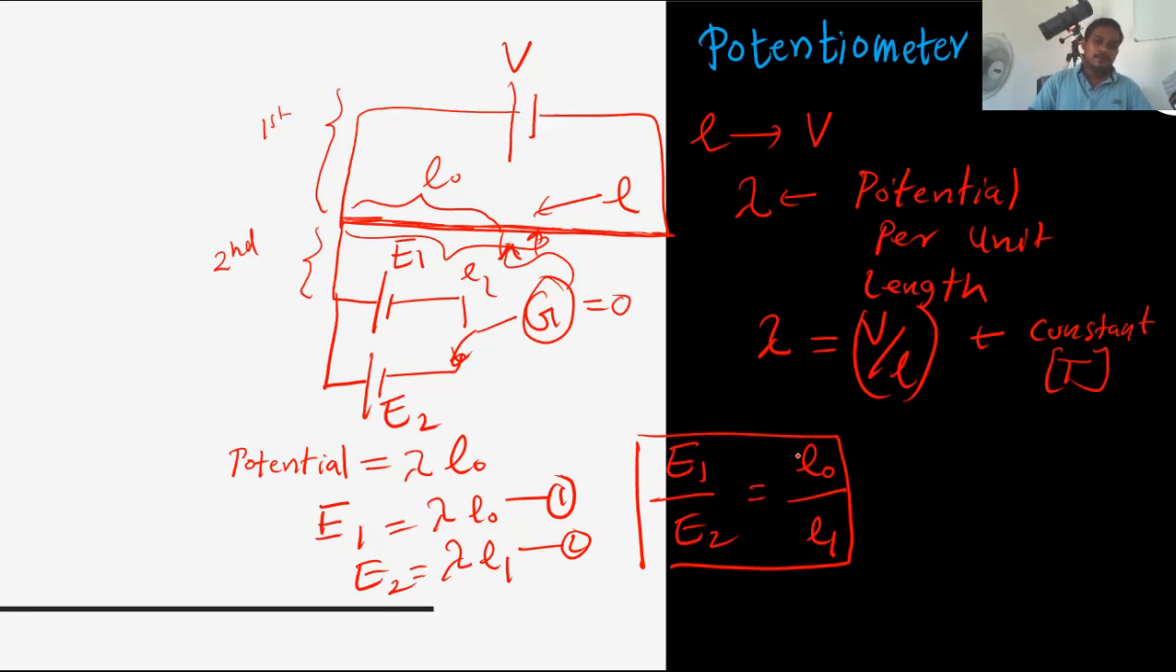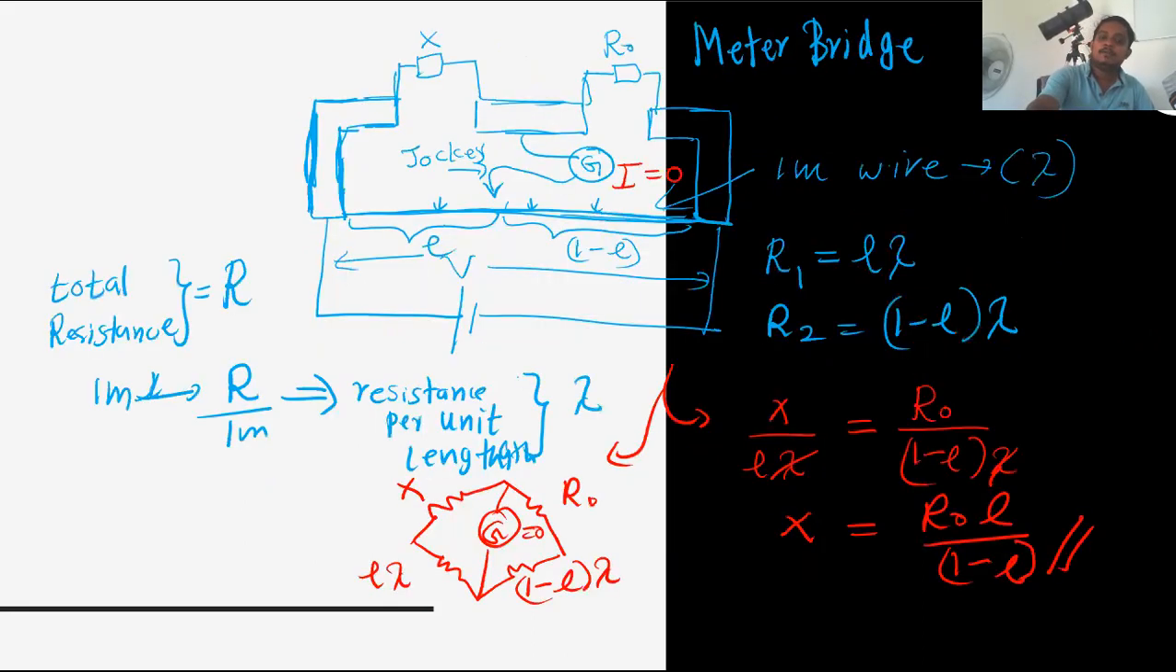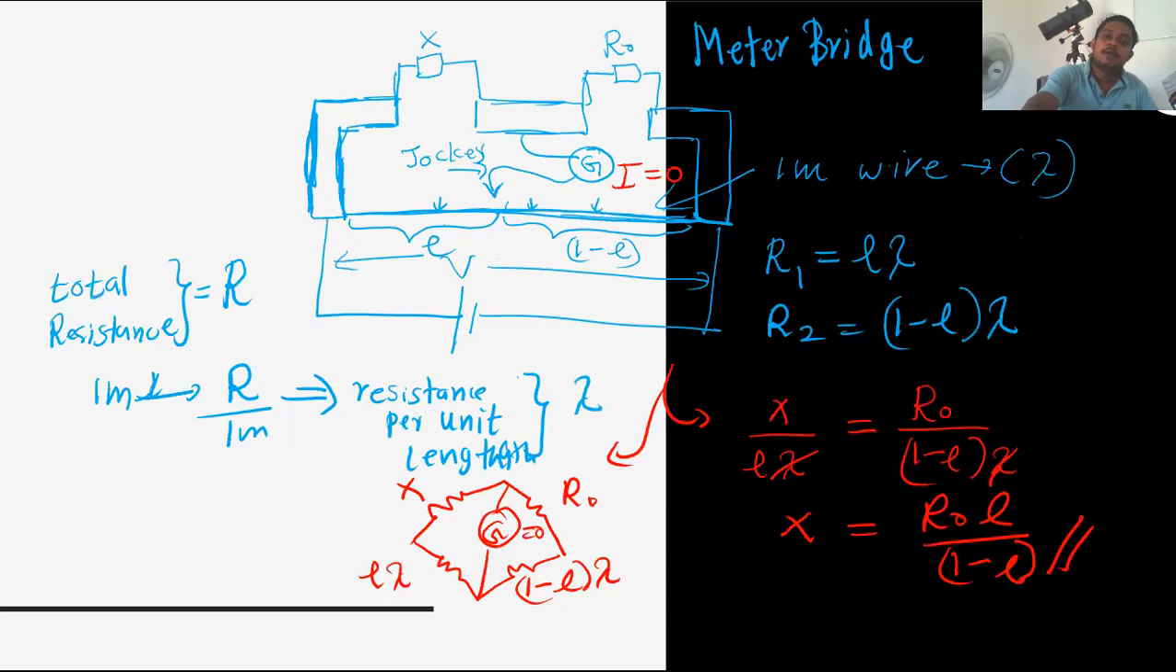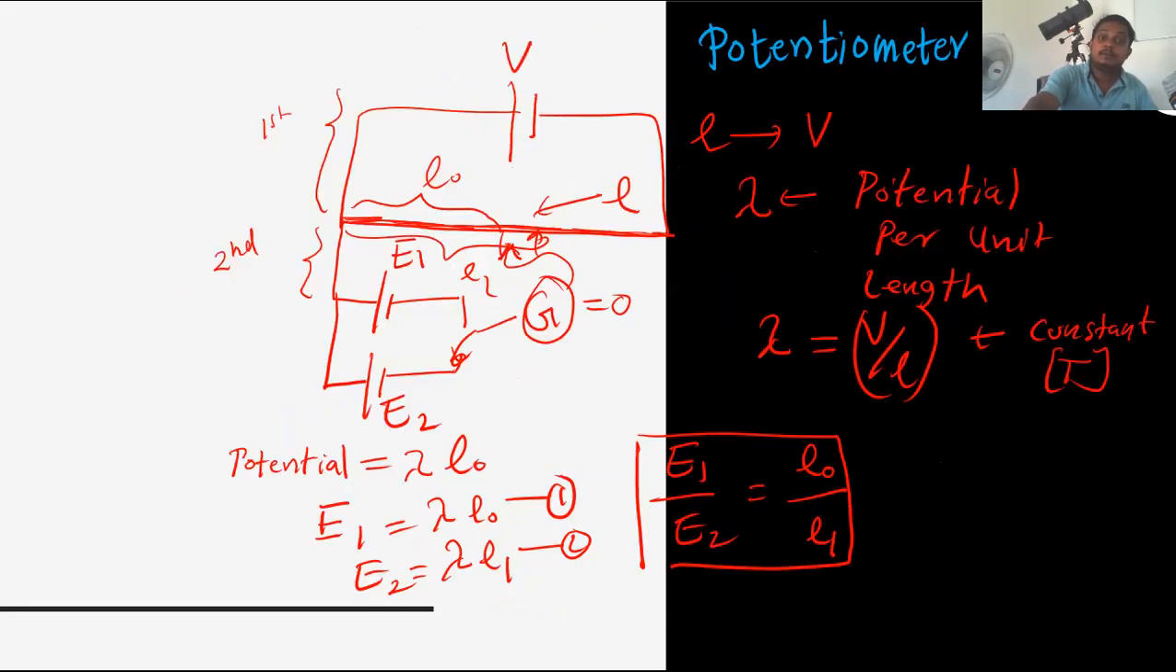Previously we measured resistance using the meter bridge. Here with the potentiometer we are measuring potential by length, while in the meter bridge we measure resistance by length.